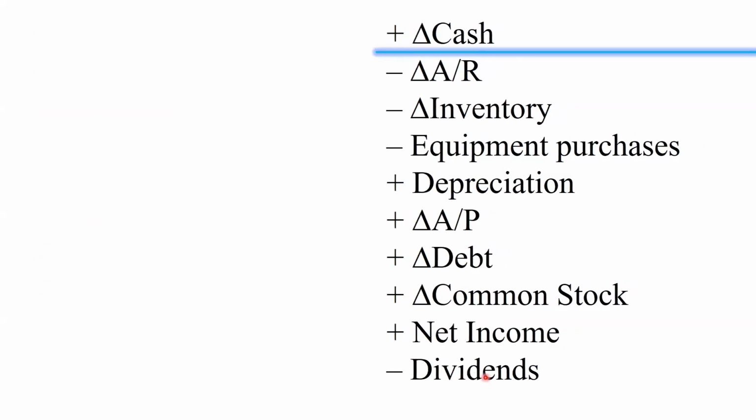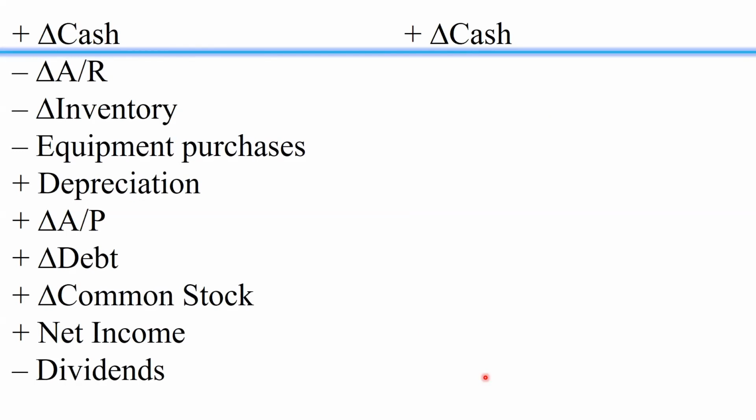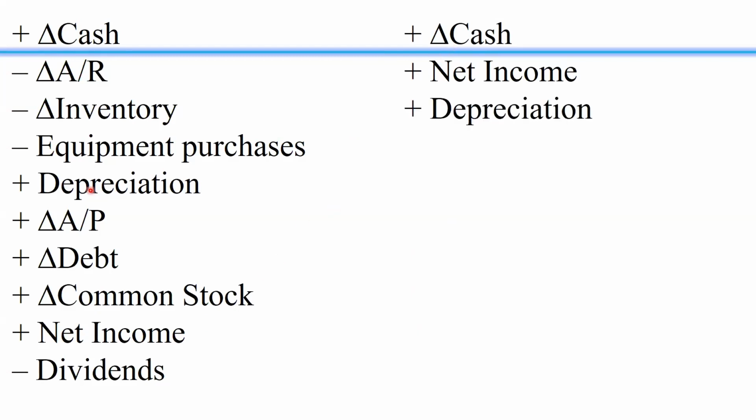All right, great. So now let's move to the next step. And the next step is to reorganize. So now we're saying the change in cash, and all we're doing is moving this net income up to the top. So I moved the net income up to the top. Then I'm moving the depreciation to be the next one, but I'm not changing the sign.